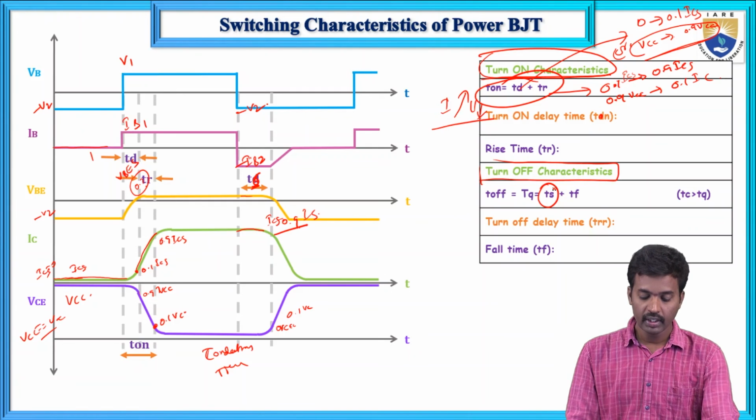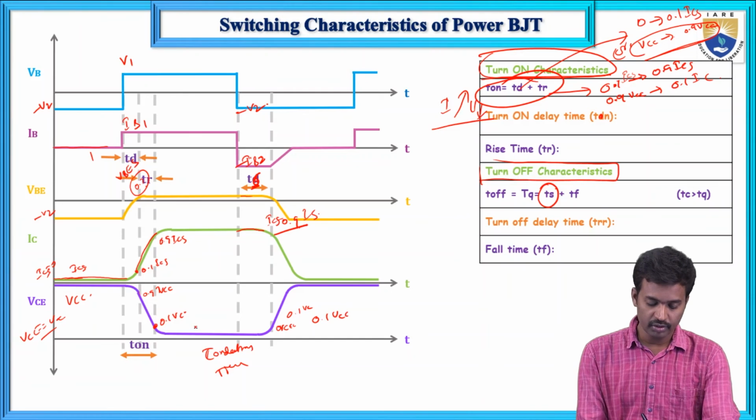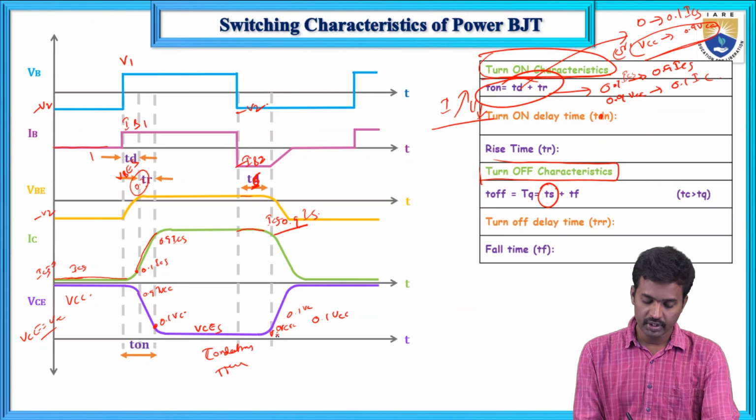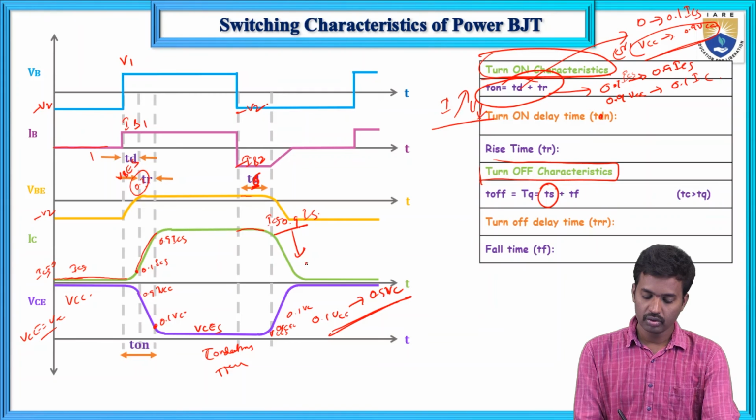Now, rise time means 0.1 VCE to 0.9 VCC. So this is the fall time, from 0.9 to 0.1 ICS.